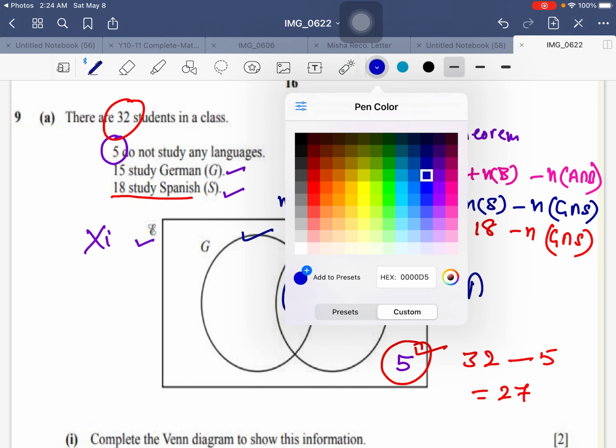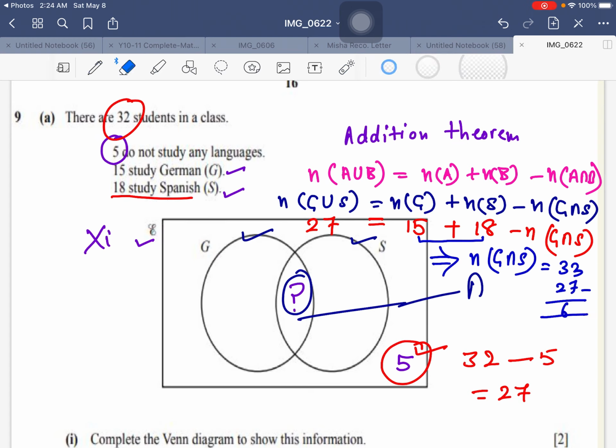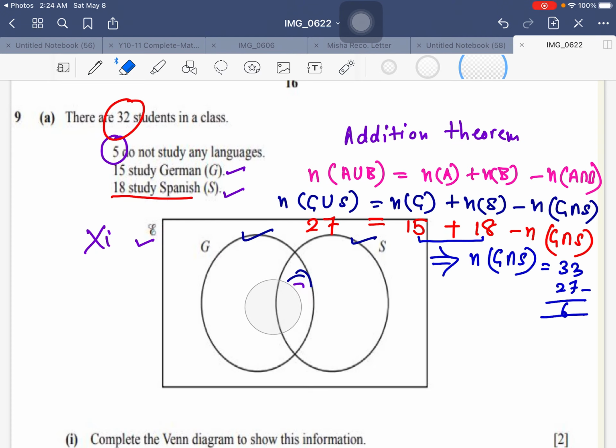So one more step, it will give us the number of elements in the intersection. So G intersection S is 15 plus 18 is 33 minus 27. So 33 minus 27, how much do you get? 6. So I'll clear this area a little bit, and let's write things here. So this was 5 and this 6 is the intersection.